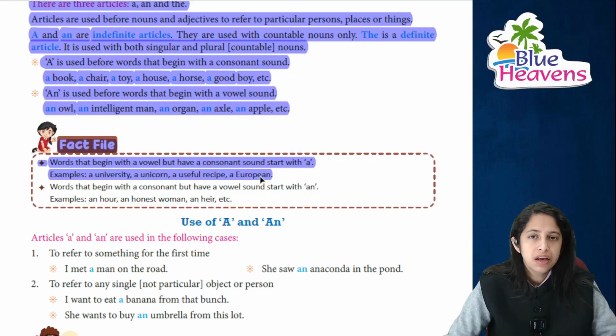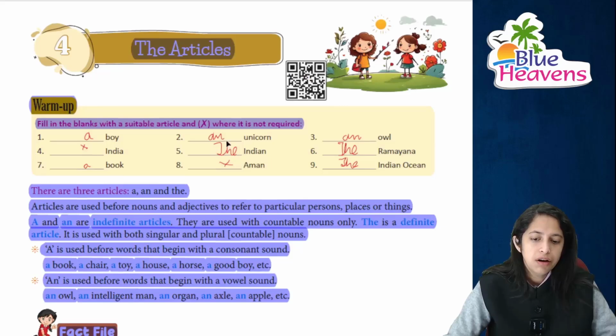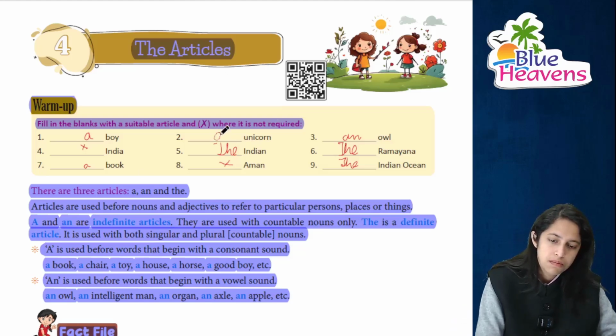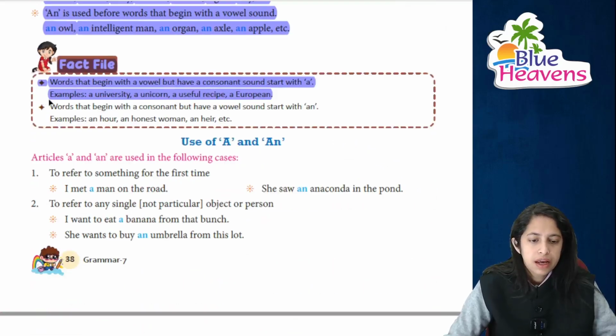देखिए कैसी आवाज आ रही है, consonant की sound आ रही है, इसीलिए यहाँ पे a unicorn आएगा. Corrected, this is a unicorn. Next is words that begin with a consonant but उनकी sound vowel होती है तो they are used with an. For example, an hour, an honest woman, an heir, etc.